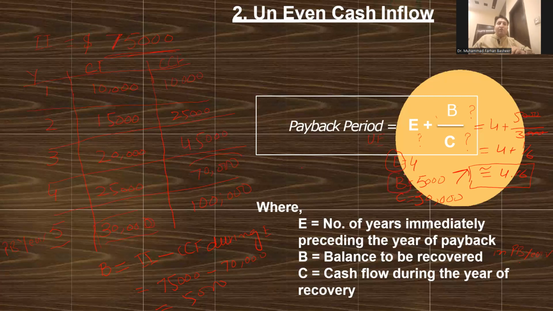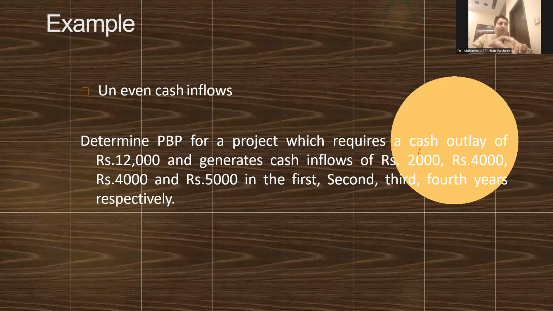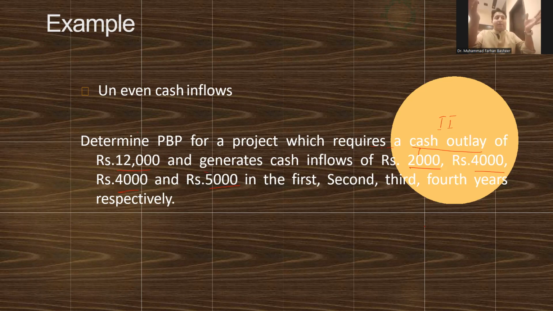B is the balance to be recovered in the payback period, and C is the cash flow in the payback year or recovery year. Now let's solve another example. Determine the payback period for a project which requires a cash outlay, also proxied as initial investment, of 12,000 rupees and generates cash inflows of 2,000, 4,000, 4,000, and 5,000 in the first, second, third, and fourth years respectively.